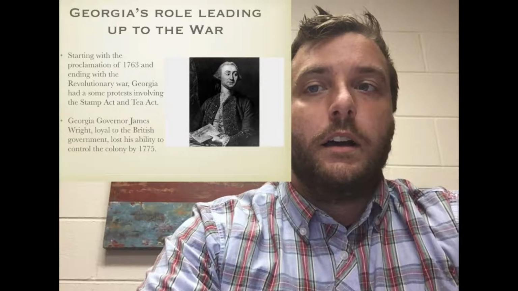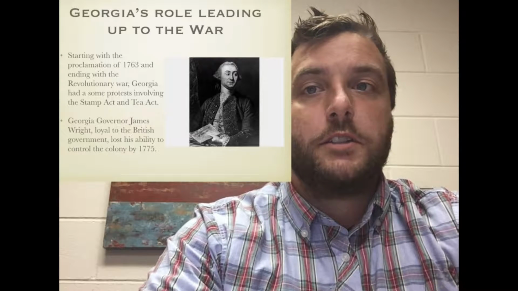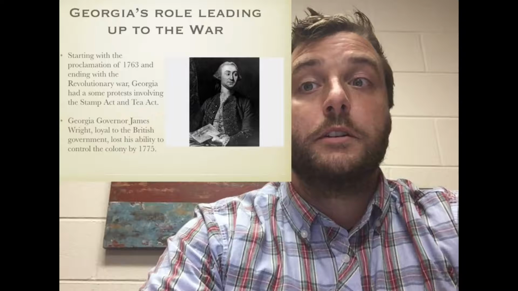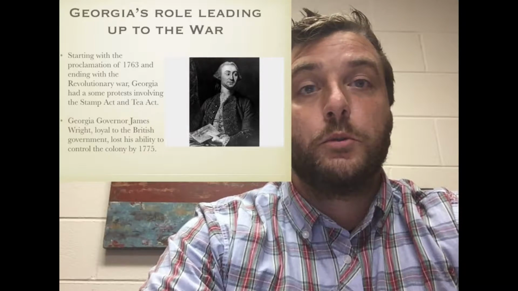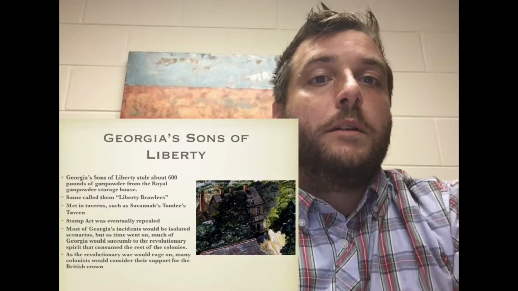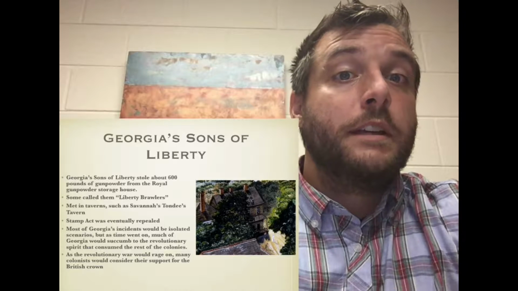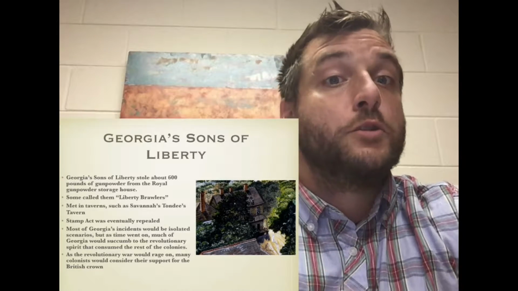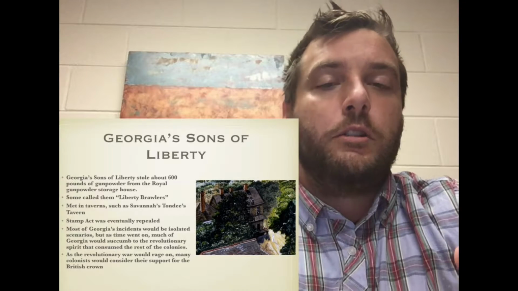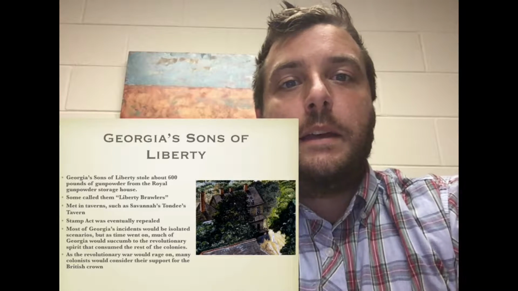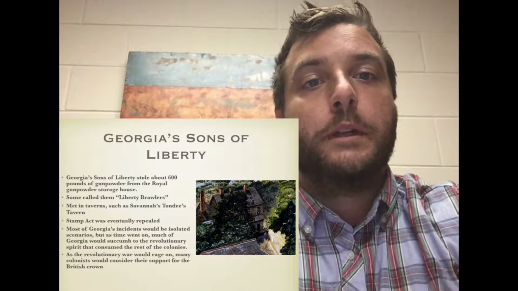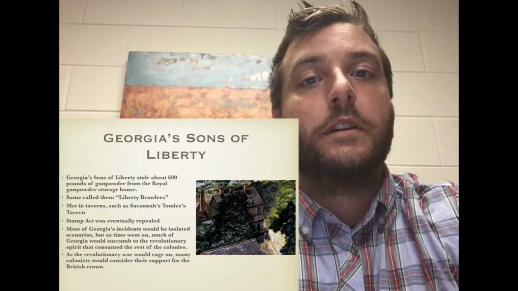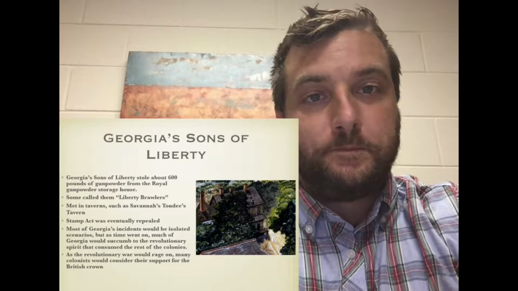However, those loyal to the Patriot cause, such as Noble W. Jones and Peter Tondee, began to gather strength in Georgia, which kind of brings us to the Georgia Sons of Liberty. This was the Sons of Liberty group. It was a section in Georgia. They're also called Liberty Brawlers. And they met in taverns, which was the popular meeting place of the day. One of the taverns was Savannah's Tondee's Tavern.